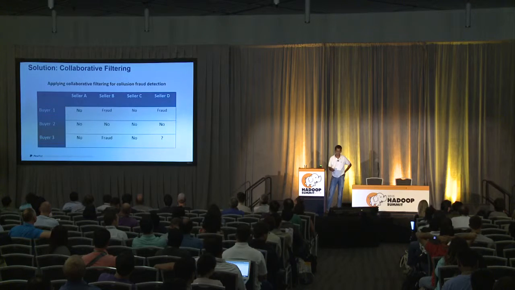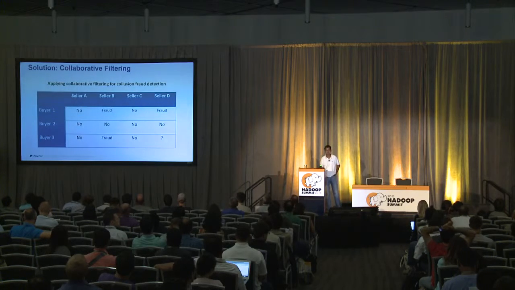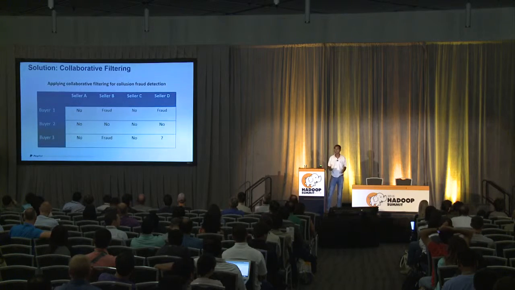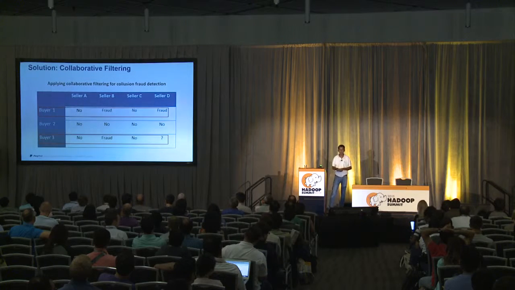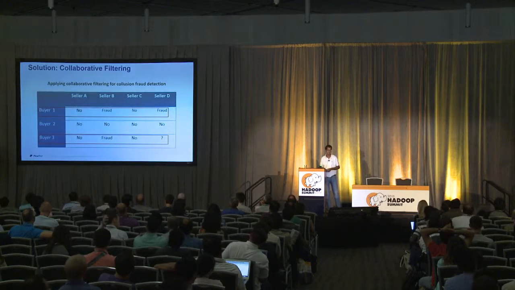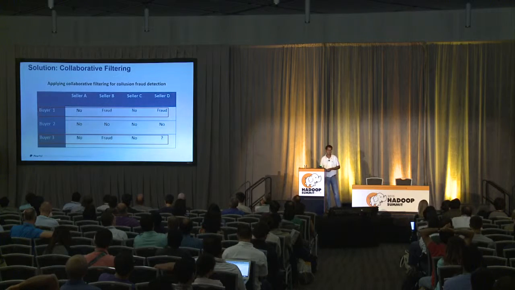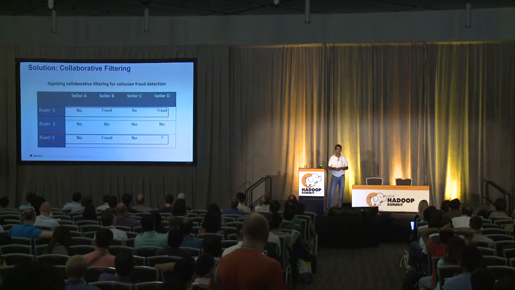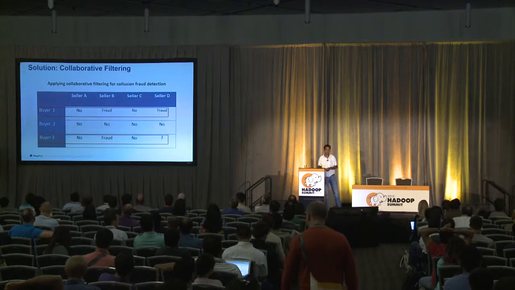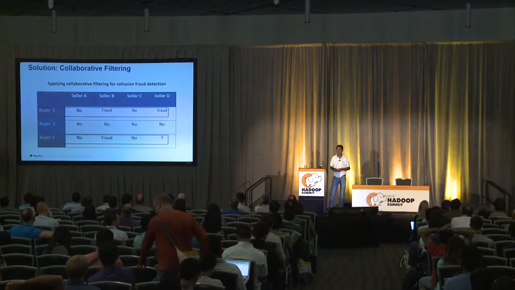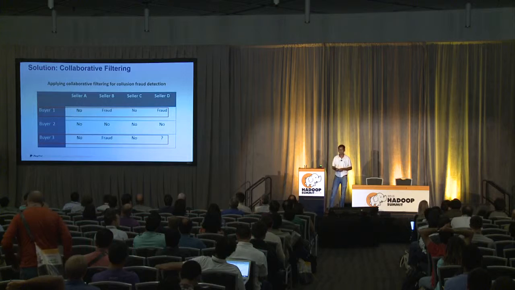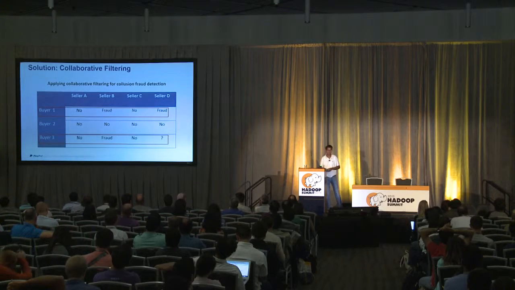Similarly, we can apply collaborative filtering for collusion fraud, where the rows of the matrix could represent the buyers, the columns could represent the sellers, and the cells could represent whether they are colluding or not. In this particular example, buyer 1 and buyer 3 have very similar fraud patterns. You can see that whenever buyer 1 and buyer 3 interact with seller B, it always results in a fraud. So when buyer 3 transacts with seller D, we can potentially conclude this seller D is also part of the fraud ring.